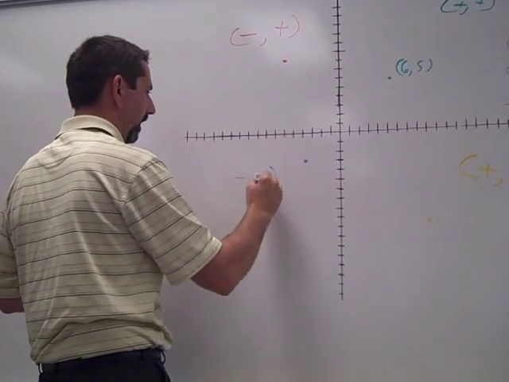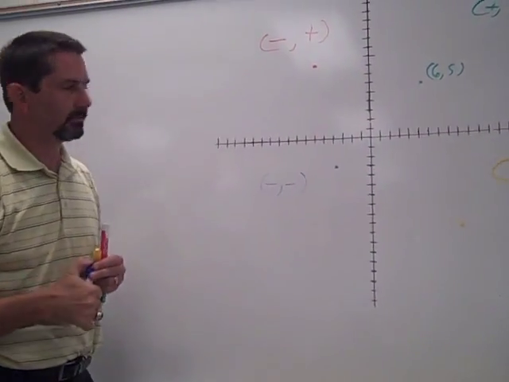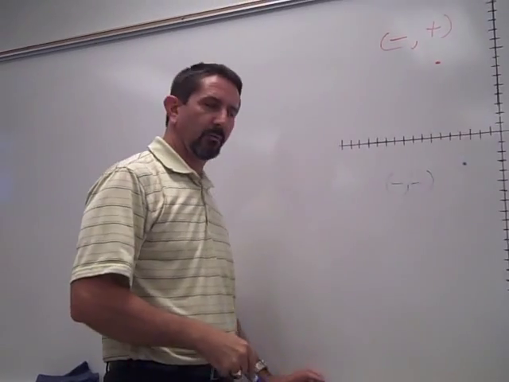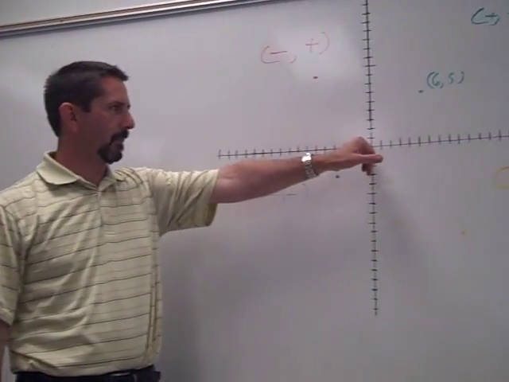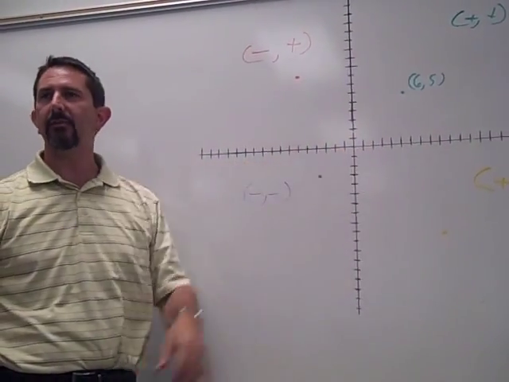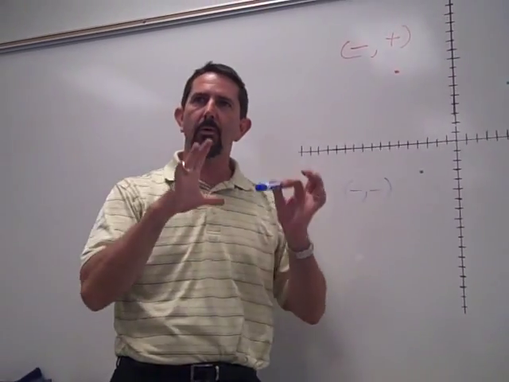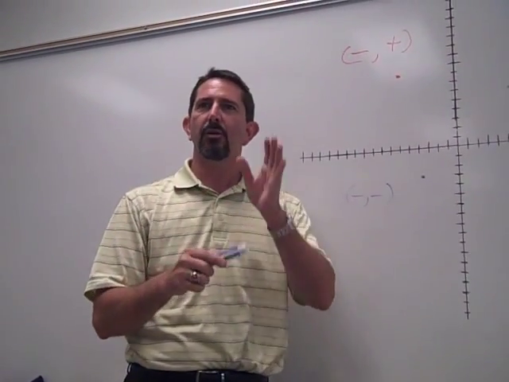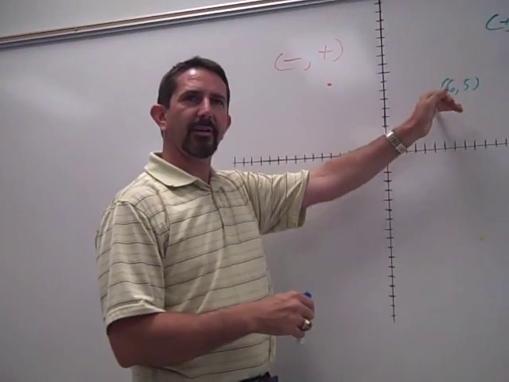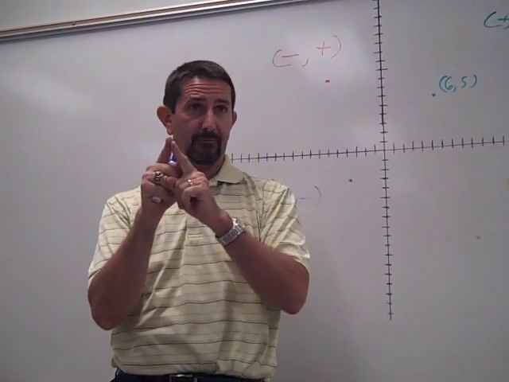Now, one thing to note. When we are counting, where did I start every time? 0, 0. That's called the point of origin. So when you are working on your assignment, you do not count from your first dot. You count from the point of origin every time.